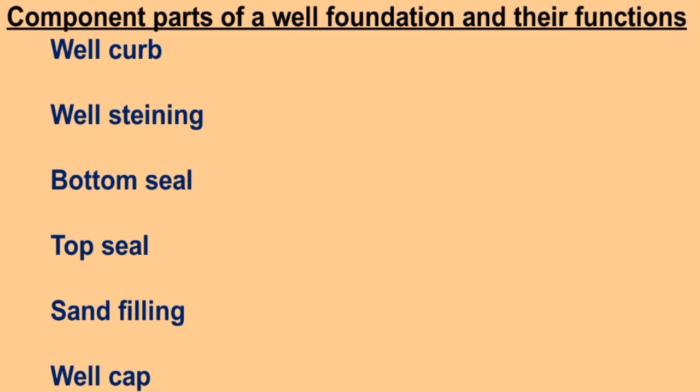Second one, well steining. The masonry or concrete ring of a well foundation is known as well steining. Third one, bottom seal. The layer of concrete provided at the bottom of a well after its sinking is called bottom seal or bottom plug. The function of bottom seal or plug is to transfer the load from the well steining to the soil lying underneath. Fourth one, top seal.